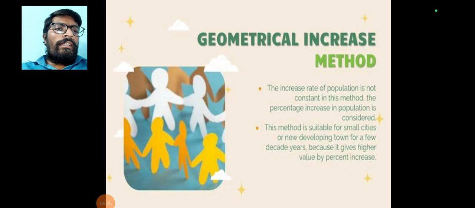Here I will move on to the next method, that is the geometrical increase method. In the geometrical increase method, the increase rate of the population is not constant. In this method, it does not consider the rate of change of population with respect to time. So the percentage increase in population is considered. This method is suitable for small cities or new developing towns for a few decades, because it gives higher values by the percentage increases.